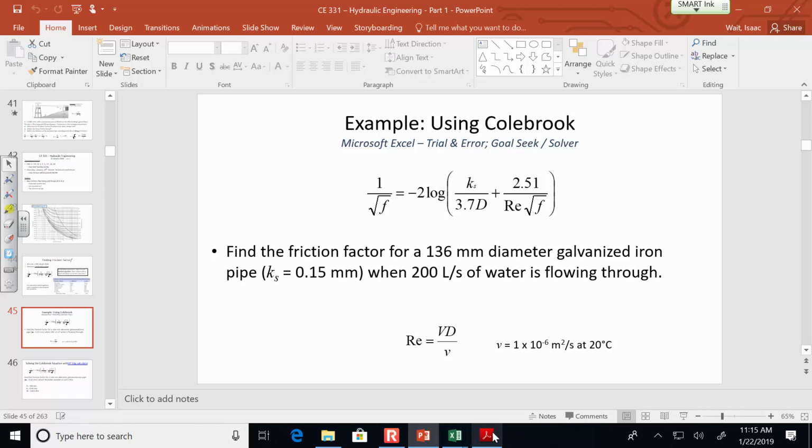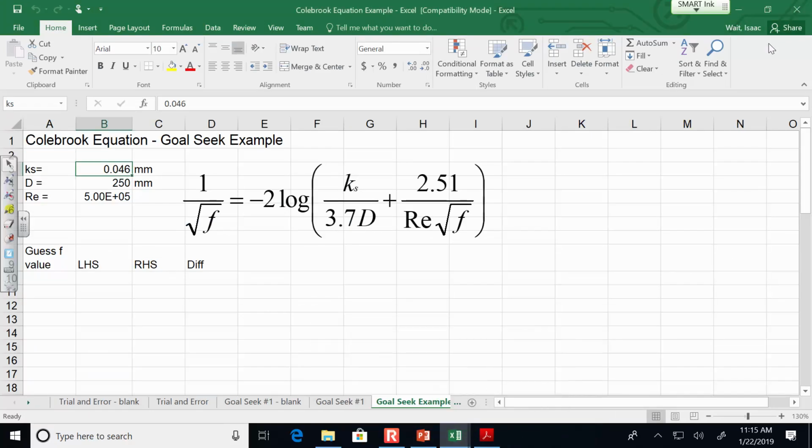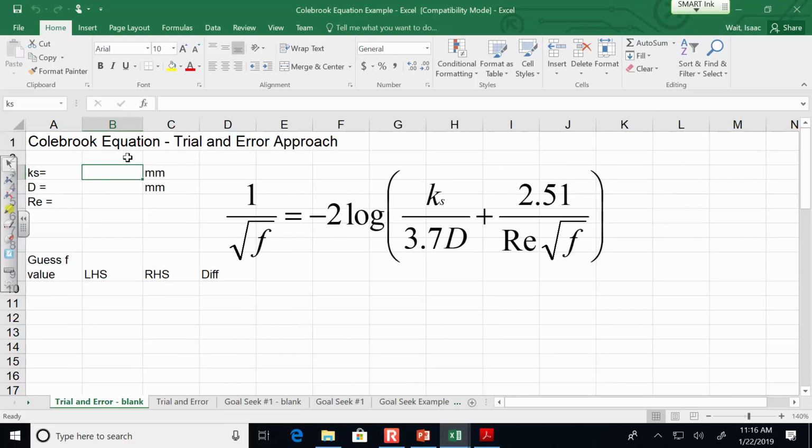Rather than doing this on the whiteboard, one of the nice ways that we can iterate is with Microsoft Excel. So we have a k sub s in this case of 0.15 millimeters. Our diameter that's known is 136 millimeters. And the Reynolds number that we calculated is 1.87 times 10 to the 6th. And let's just double check this guess that we had of 0.02, because we know what the left-hand side and the right-hand side is supposed to be. That's a way for us to check if we typed the formulas into the spreadsheet correctly.